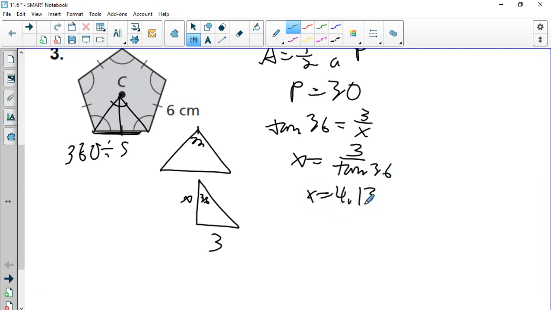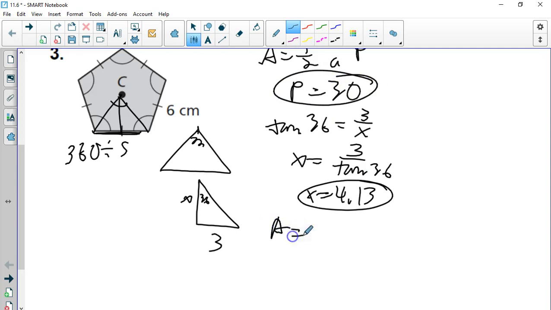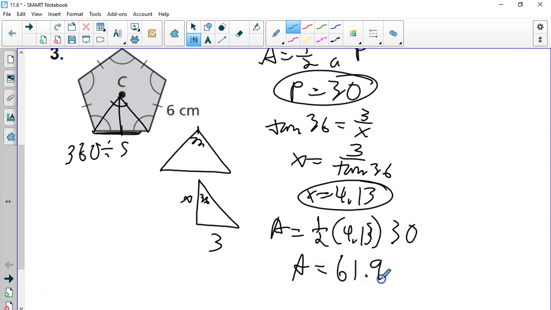And that's okay, that's rounded. It's 4.129. So I have my apothem, I have my perimeter, so I'm ready to go. Area is 1/2 times 4.13 times 30, or 15 times 4.13. And that's going to give me an area of 61.95 centimeters. And remember, don't round it to 62, leave it as a decimal to show that it's not a whole number.